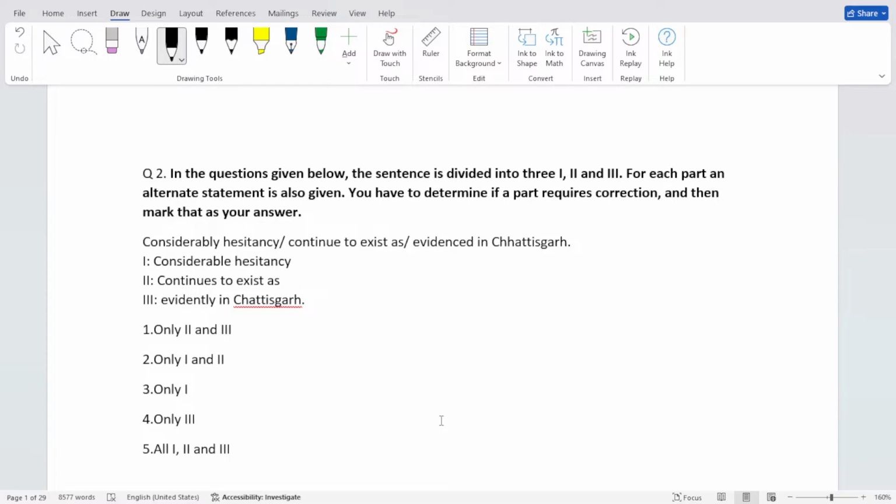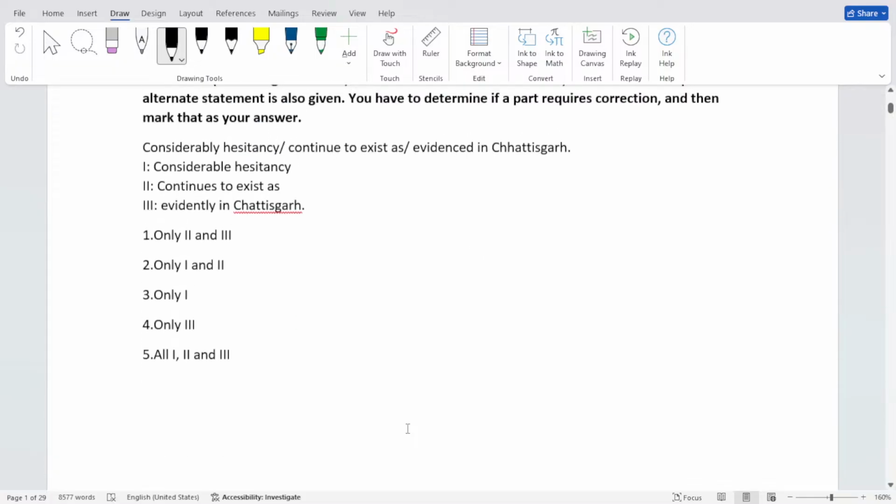Here the question is given: Considerable hesitancy continue to exist as evidenced in Chhattisgarh. This is the statement, and the context is given. It will be divided into 3 sections. The first part is considerable hesitancy, the second part is continue to exist as, and the third part is evidenced in Chhattisgarh. These are the 3 points given. Accordingly, in the question you have to determine which part requires correction. Wherever the error is, that part is supposed to be identified.